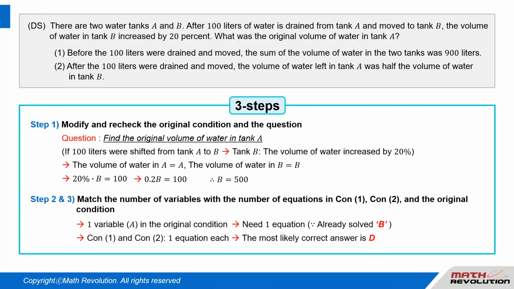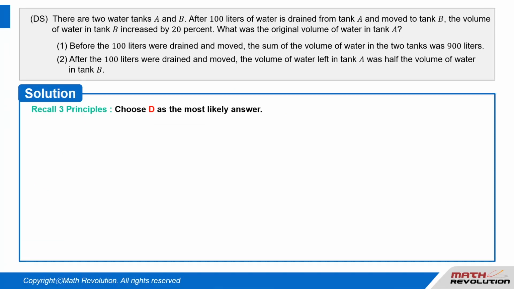From the original condition, we have one variable, A. Because we were able to solve for B to match the number of variables with the number of equations, we need one equation. Since conditions 1 and 2 will provide one equation each, D would most likely be the answer. You might already have the answer in your head because there is one variable. That's how you get a high score, because you can save time and choose the most likely answer. Recall 3 principles and choose D as the most likely answer.